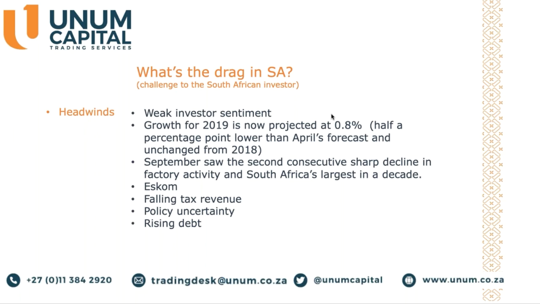The other problem we have is the big decline we saw in manufacturing, especially in this country. It was the biggest we've had in 10 years. So that's 10 years ago was the crash, 2009. That's when we hit rock bottom. We've also got a very high unemployment rate, which means falling tax revenues. Guys have got less money to spend. Eskom has an effect on manufacturing.